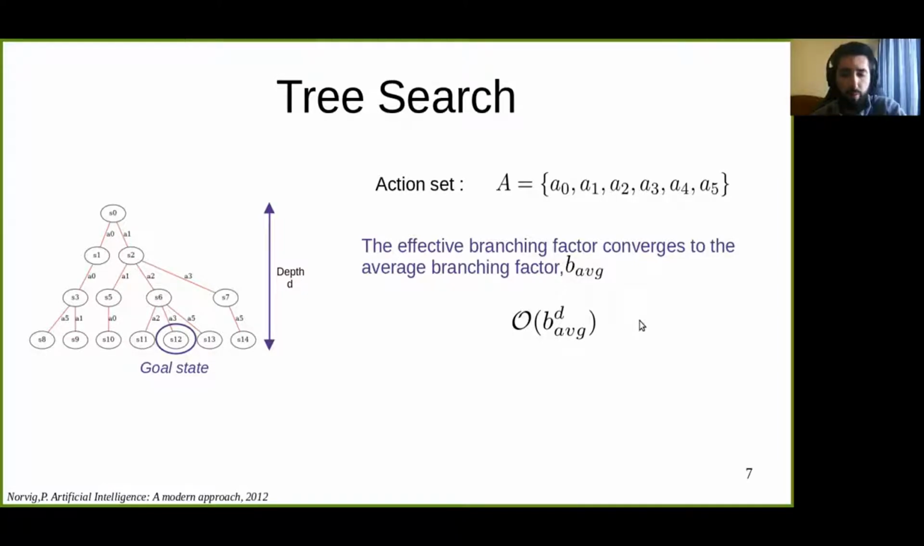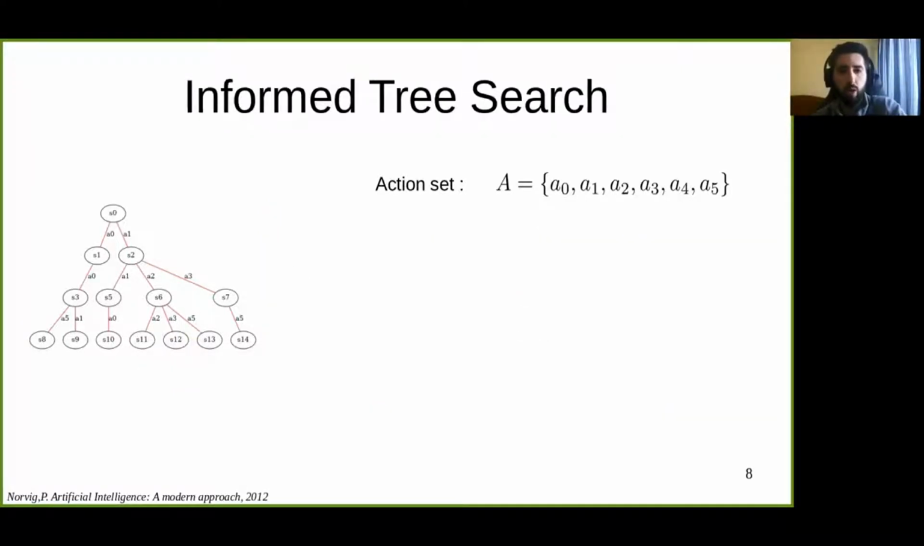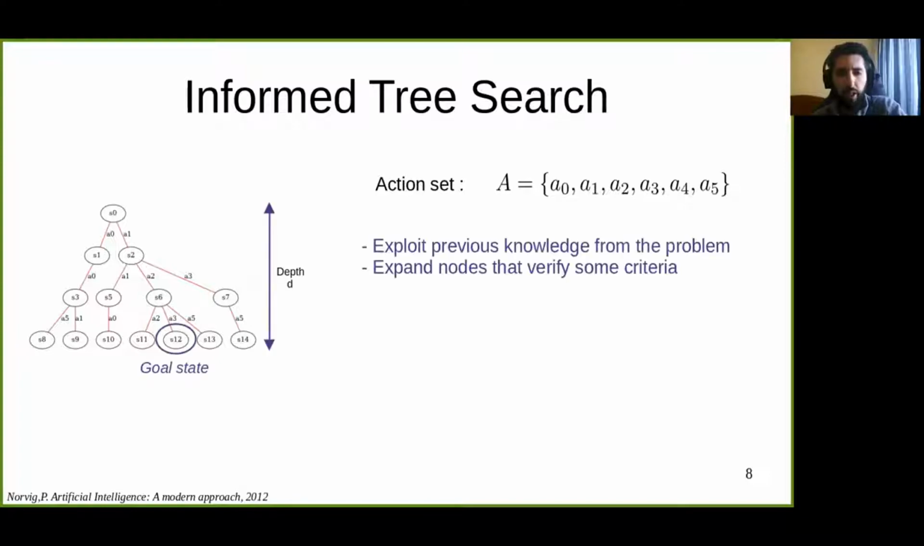Now, at this point, another question arises, which is, can we do better than brute force search? So can we exploit some knowledge to find a goal state in less time? And this leads us to informed research. Now, in informed research, we exploit previous knowledge from the problem, some given knowledge about the problem, and we expand the nodes that verify some criteria.